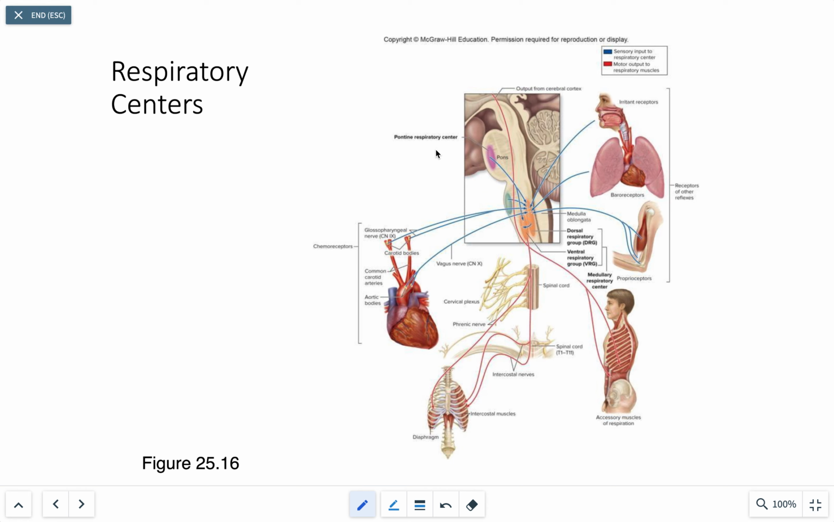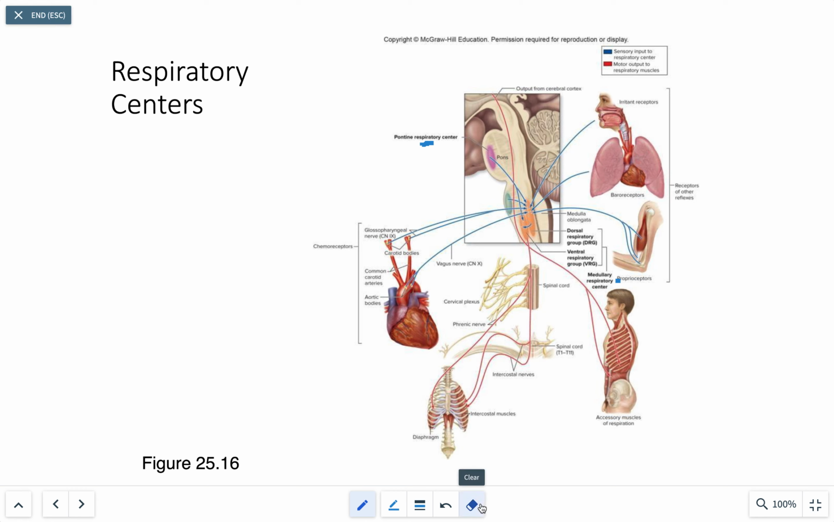So normal inhalation should be about a 2-second inhalation with a 3-second exhalation. And we find the 2 centers that make up the respiratory centers. The pontine respiratory center, I'll refer to it as the pneumotaxic area, which is located in the pons. And then the medullary respiratory center, which is composed of the dorsal respiratory group and the ventral respiratory group. These two, the pneumotaxic area in the pons and the medullary respiratory centers, are what we consider to be the respiratory centers.